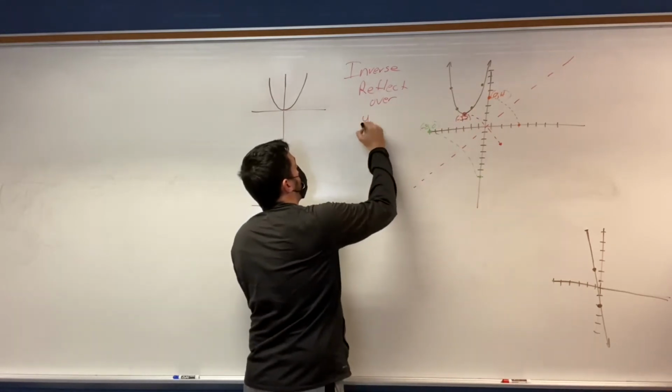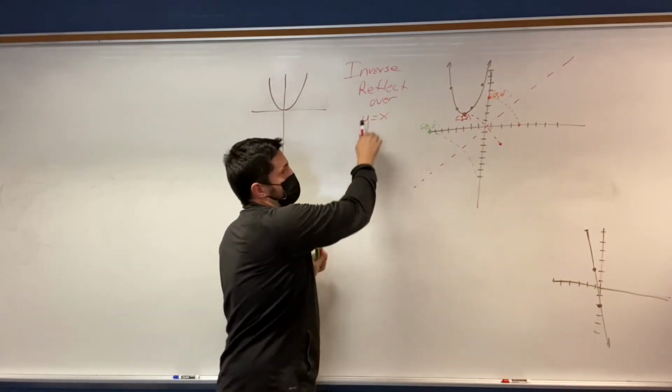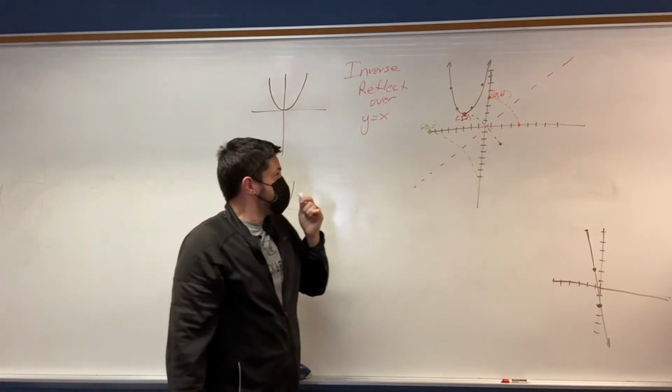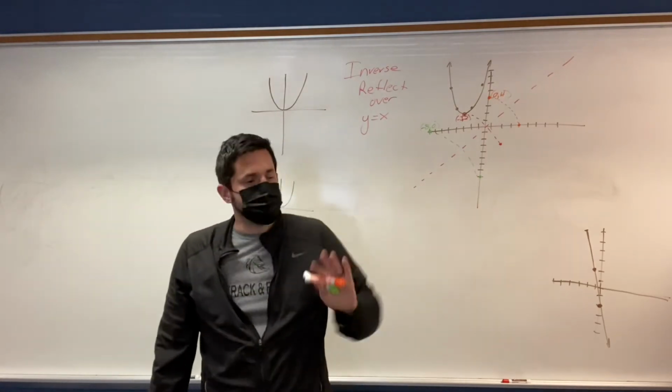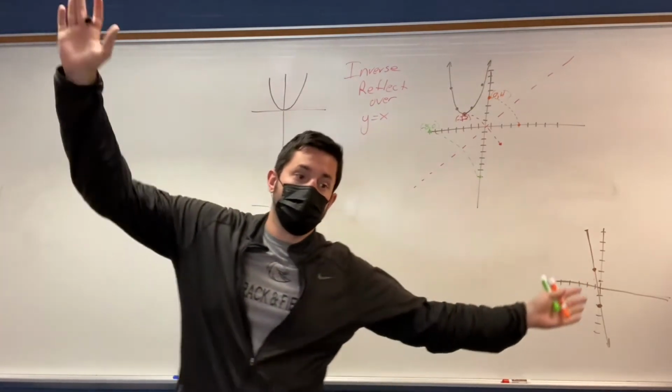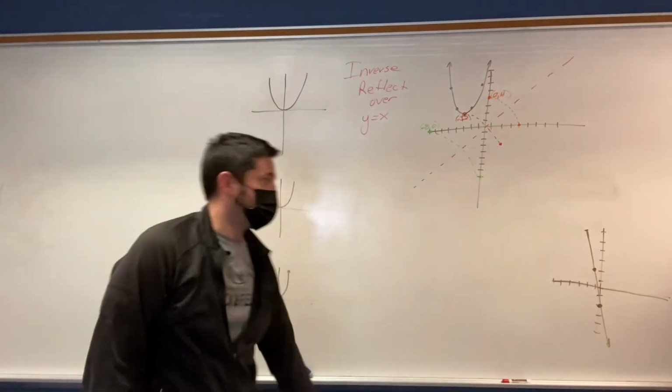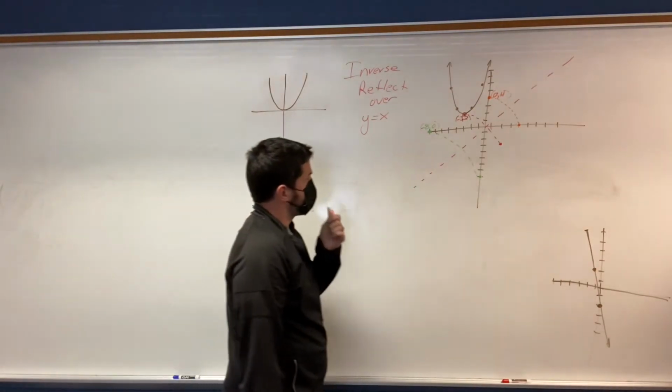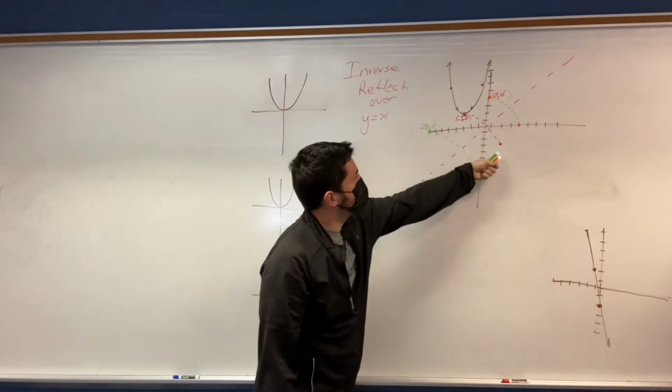Over y equals x. That's very important, that's a test question. Okay, it does not reflect over y, it does not reflect over x, it reflects over the diagonal line, y equals x, okay? Cool. So I have my vertex point right here.